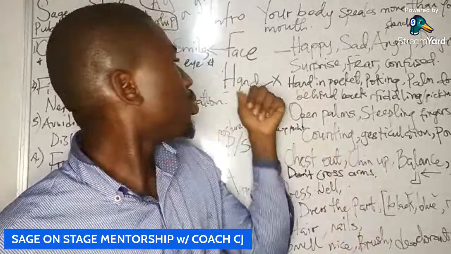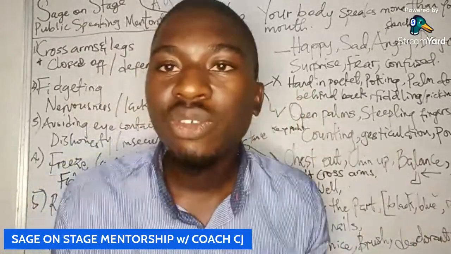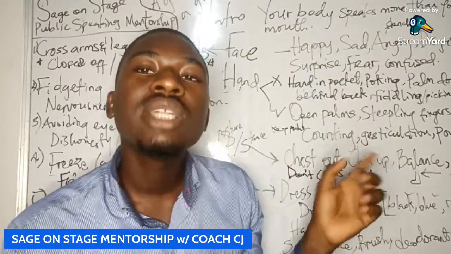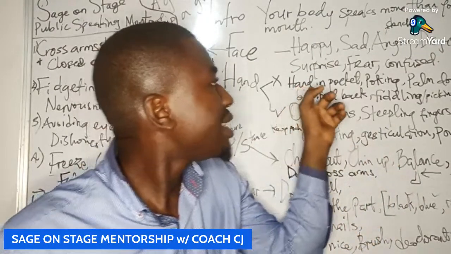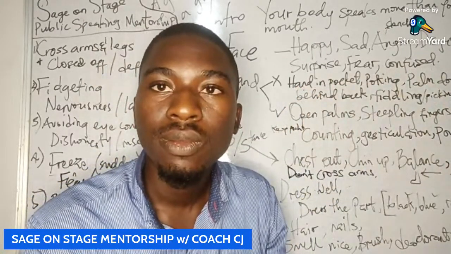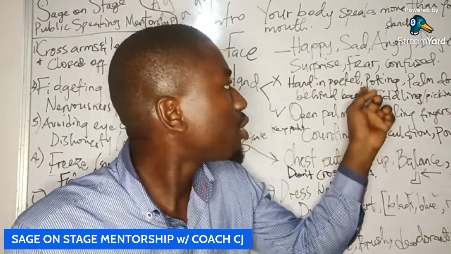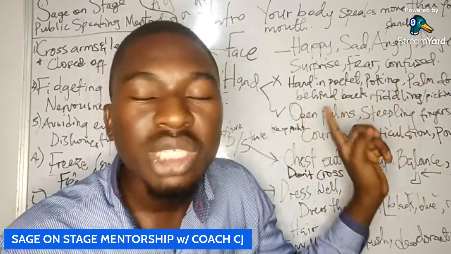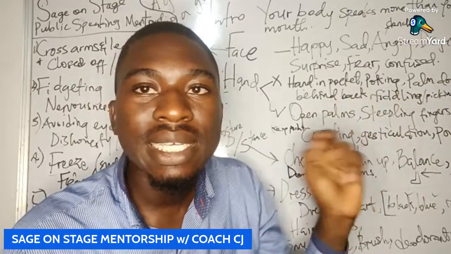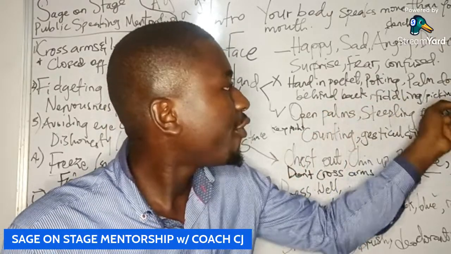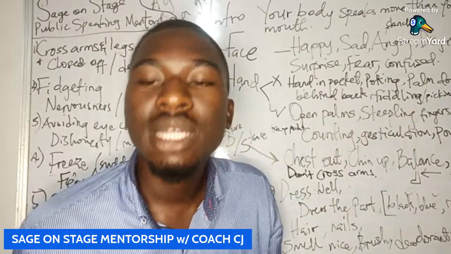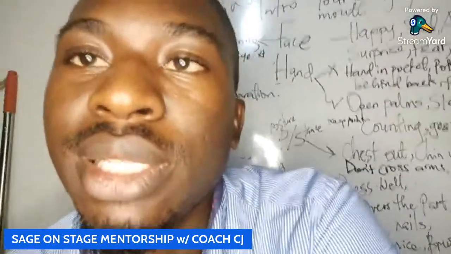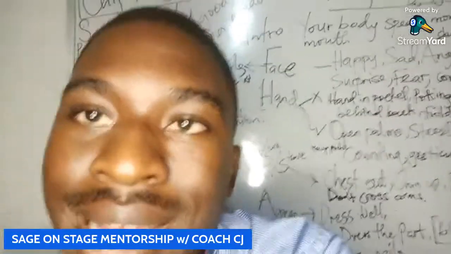Now, what should you do with your hand? Let me first of all analyze the do nots, things that you shouldn't do. Number one is hands in pocket. Number two is poking. Three is palm down. Four is behind back, which I would also call military at ease position. And then fiddling or picking. Now, let me stand and explain this. Okay, I would have to adjust again so that you can see me doing this in standing.